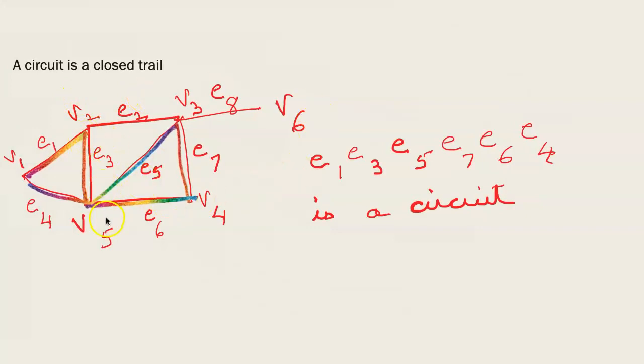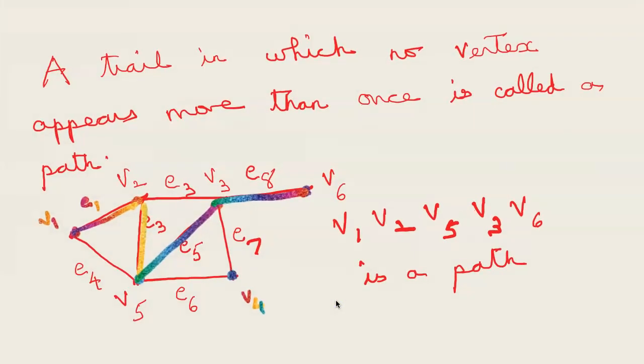E1, E3, E5, E7, E6, E4. So this is a closed trail because we are starting with V1 and ending at V1. It's a circuit. So basically a circuit is a trail in which no edge is repeated and it is closed.